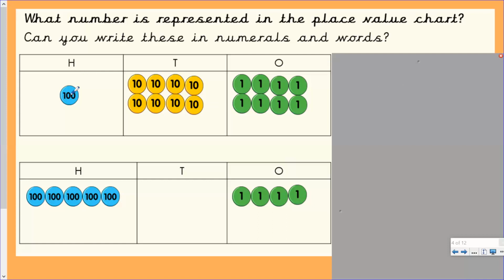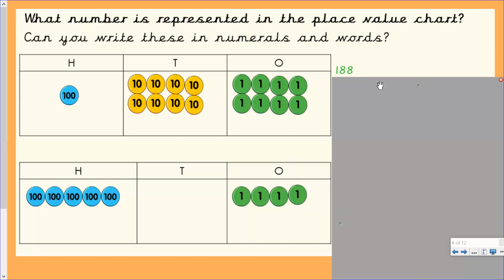Let's count together. 100, 110, 120, 130, 140, 150, 160, 170, and 180, 181, 182, 183, 184, 185, 186, 187, 188, which you represent in numerals like this. We have 8 ones, 8 tens, and 1 hundred.